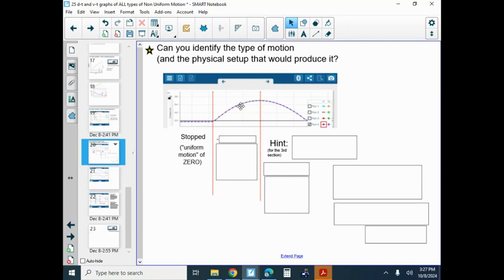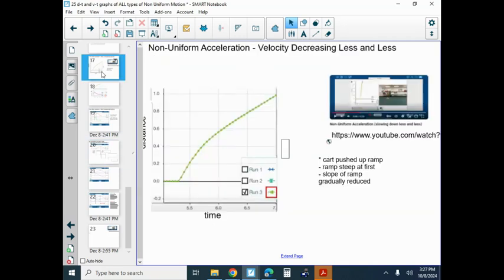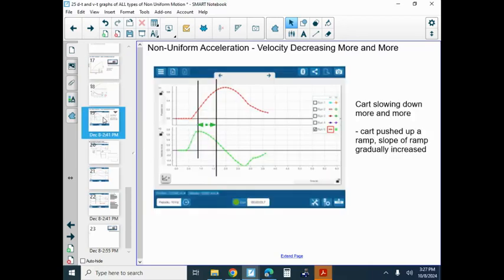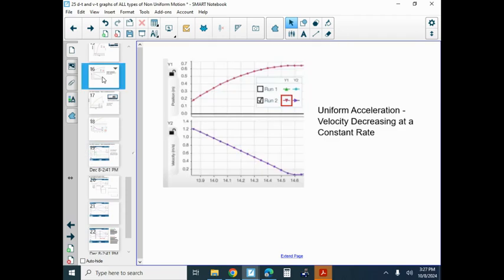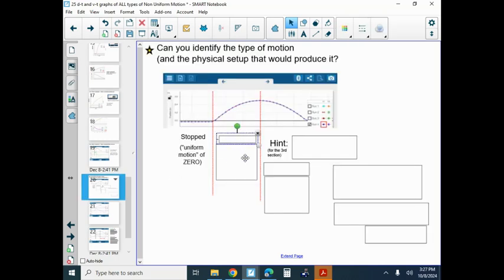This one here, the curving downward, it could be decreasing less and less, it could be decreasing more and more, or it could be decreasing at a constant rate. So that's when you would basically need more information, right? So it's slowing down, but it could be less and less or more and more, right? Or at a constant rate. I think I might have said that already.